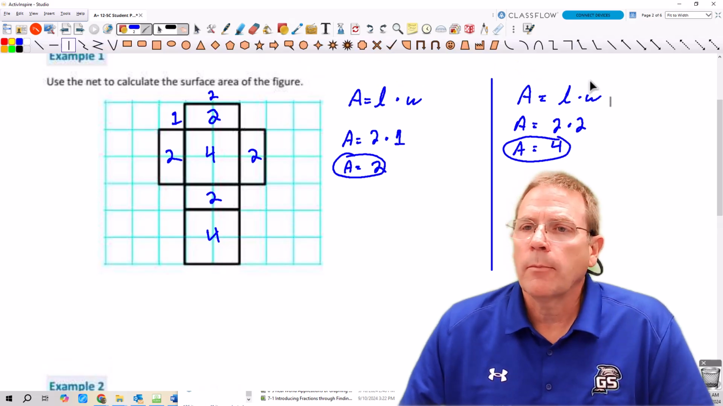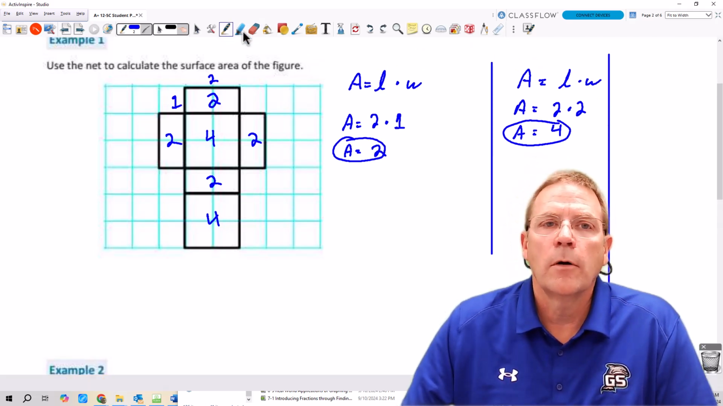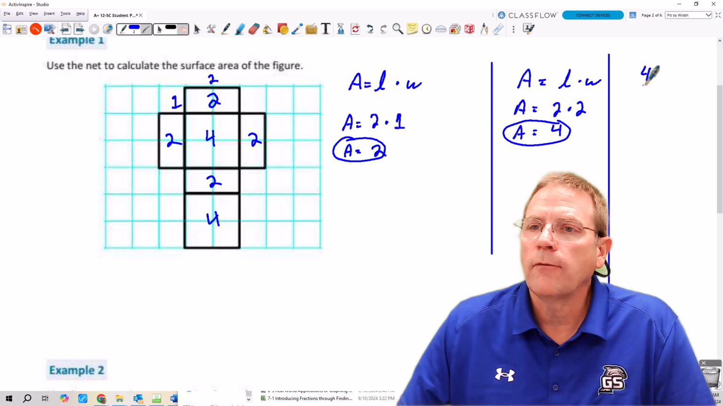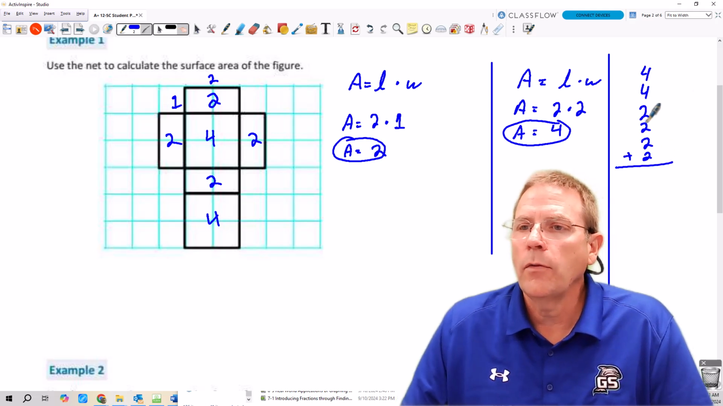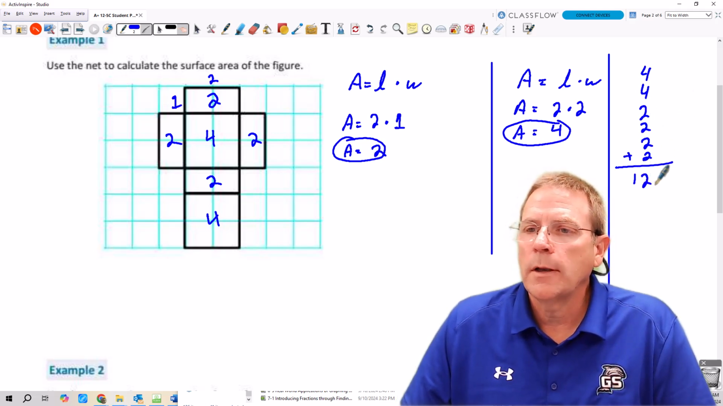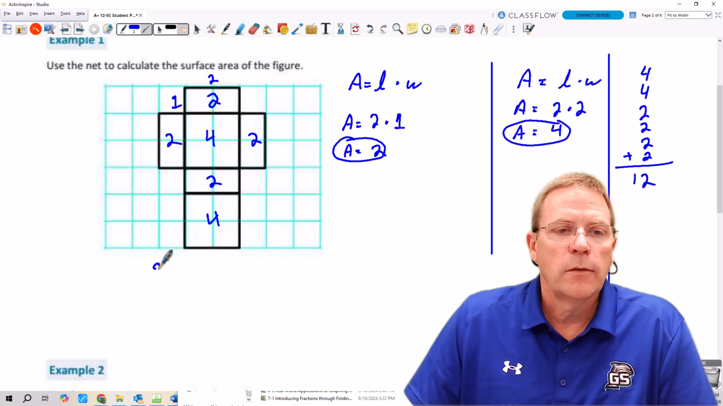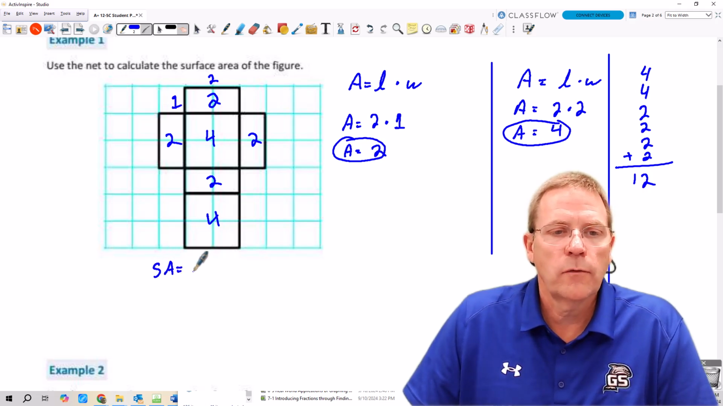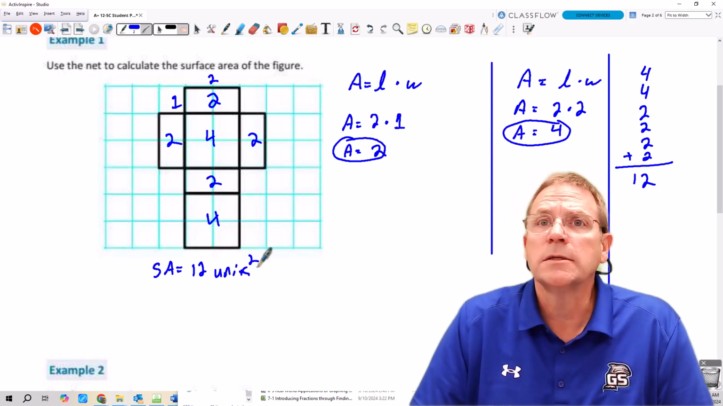So to finish up my problem, I'm going to come off to the side here. I have a 4, a 4, a 2, a 2, a 2, a 2. And when I add all those numbers up, I'm going to get 12. So the SA, or surface area, is equal to 12 units squared. Pretty easy, isn't it?